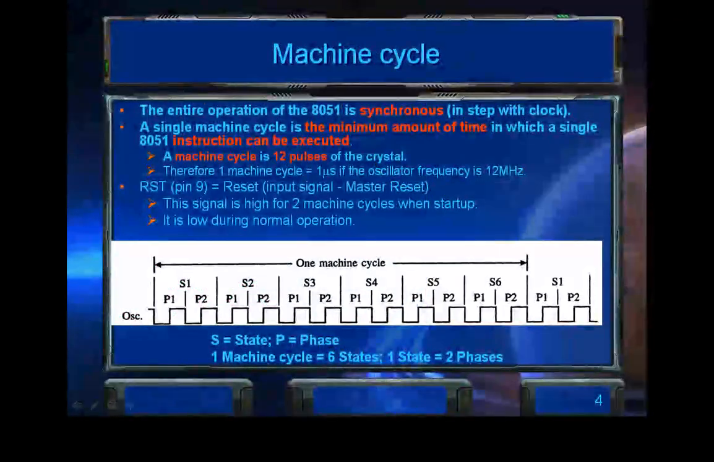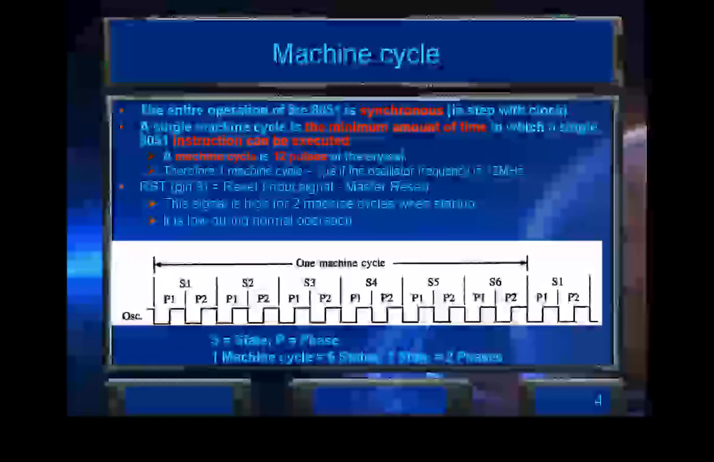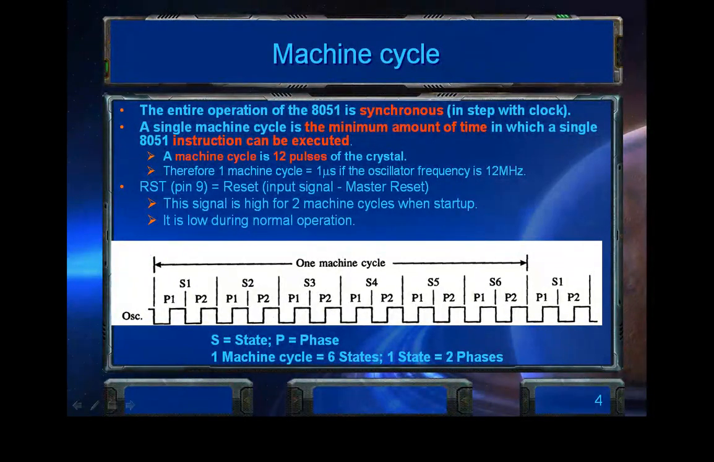Machine cycle. The entire operation of the 8051 is synchronous, meaning it is in step with the clock signal. A single machine cycle is the minimum amount of time in which a single 8051 instruction can be executed. A machine cycle is 12 pulses of the crystal, or 6 states. Every 2 pulses is a state. Therefore one machine cycle is roughly 1 microsecond, assuming the oscillator frequency is 12 MHz.